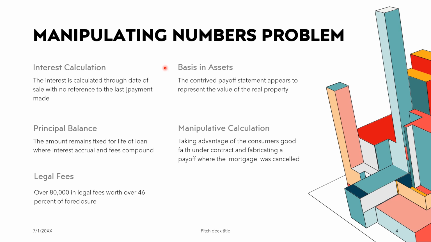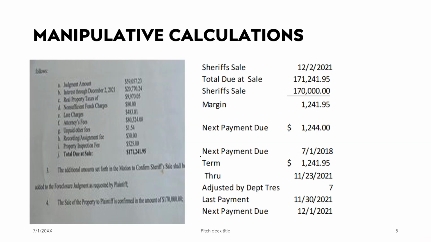The contrived payoff statements appear to represent the value of the real property, not the mortgage. Under the installment sale rules, that makes sense. We'll save that for another presentation, though we want to identify any fraud we found in this particular file today. Manipulative calculations. We just talked to you about what manipulation is. It's taking advantage of the consumer's good faith under contract and fabricating a payoff where the mortgage was in fact canceled. Now to the actual case.